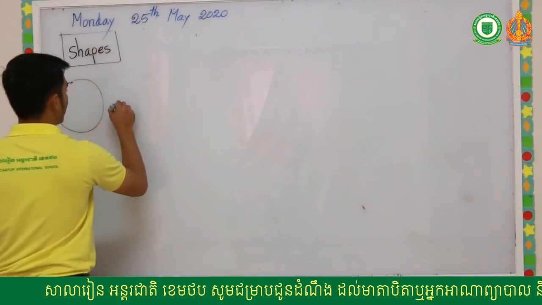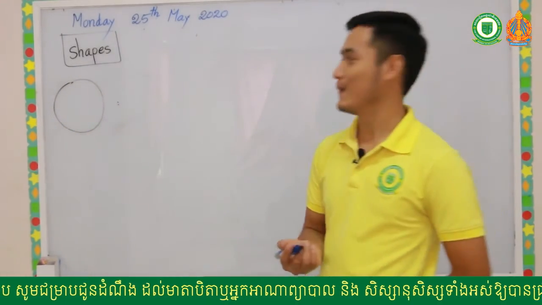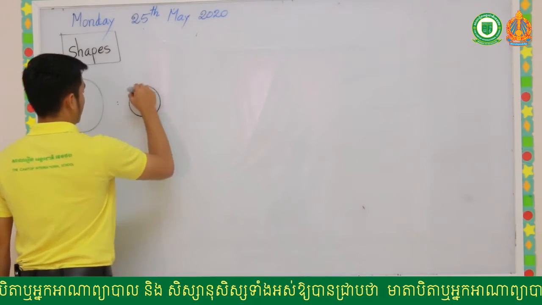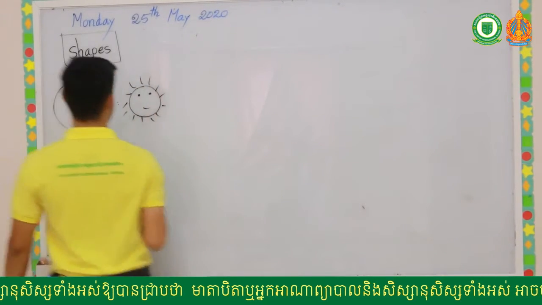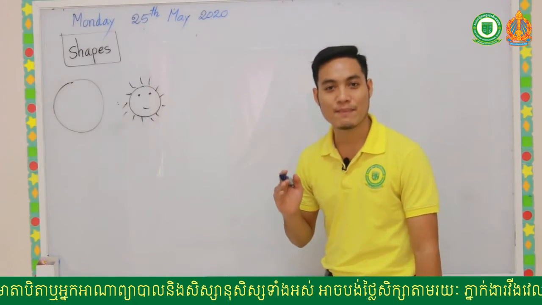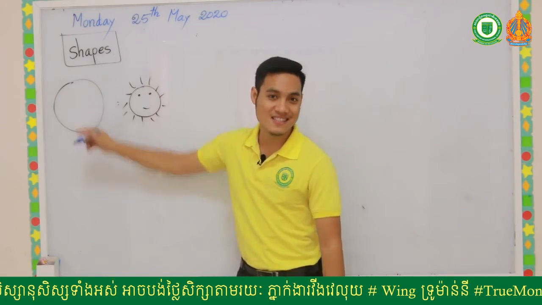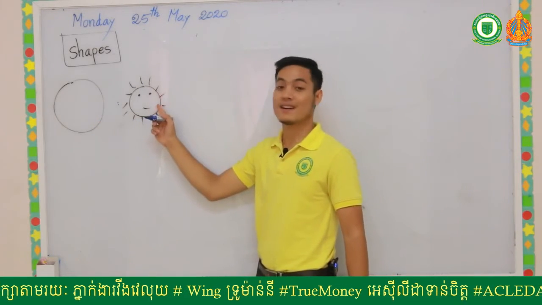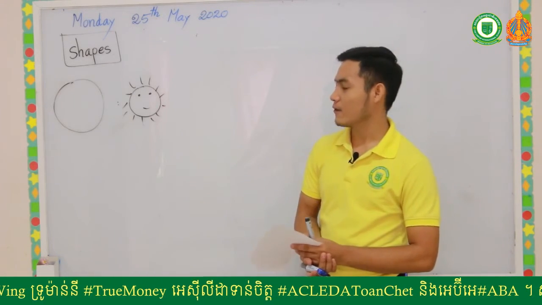So, what things can you make using the shape of a circle? Can you tell me? Yes, look at this. What's this? This is a sun, right? A sun. So what shape is the sun? The sun comes from the shape of a circle. So we can use a circle to make a sun. Very good. What more can we make from a circle?